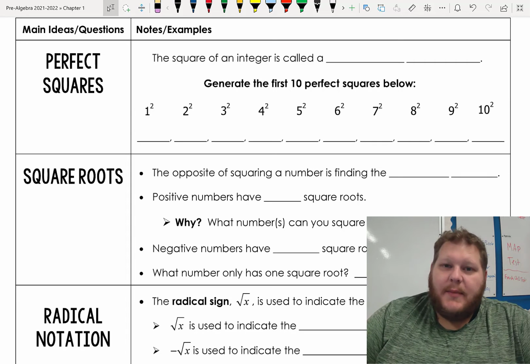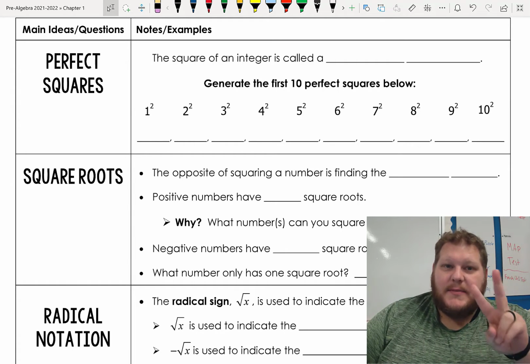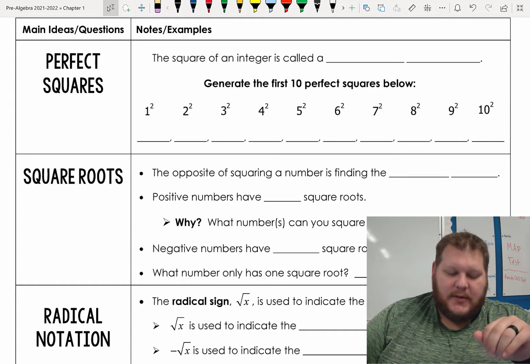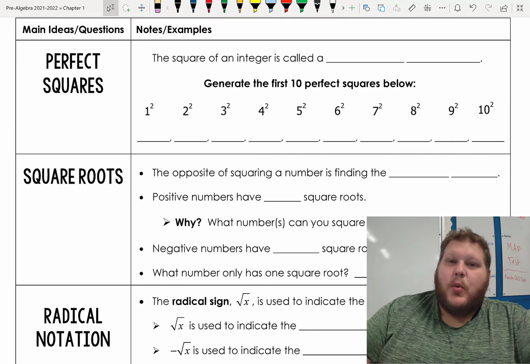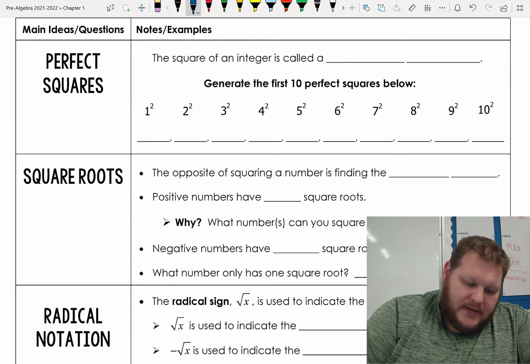Before we can talk about square roots, we need to talk about what a perfect square is. Like we talked about yesterday in 1.5, square is just the specific name we use for raising something to the second power. The exponent of 2 is squared, just like the exponent of 3 is cubed. We talked about that the other day. So the square of an integer is called a perfect square.